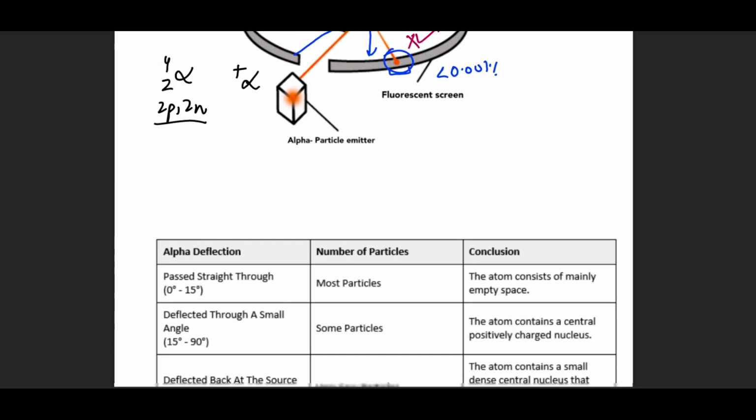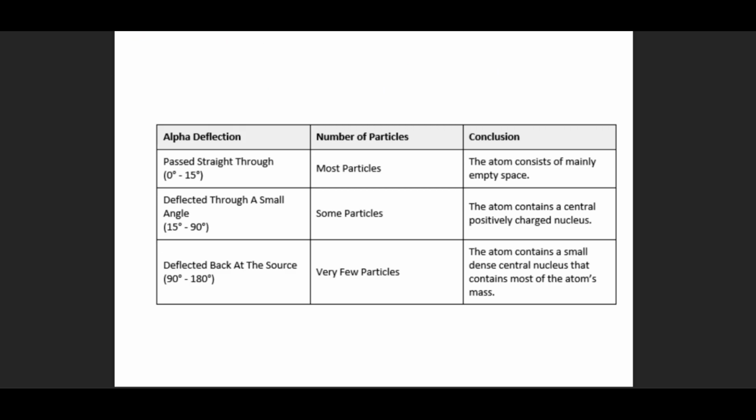So what were the observations? First, most of the particles were passing straight through. So this was the observation, and this was the conclusion. What did they take out of that? What was the idea? That the atom is mostly empty space. Second, some particles deflected at angles close to 90 or less than 90, and that shows us the nucleus is positively charged. This is actually an answer for the MCQ.